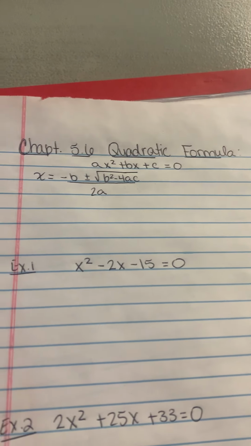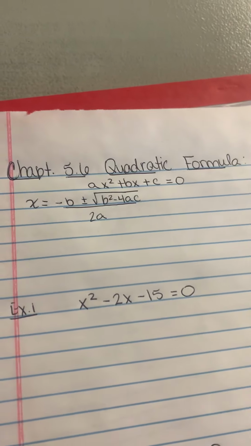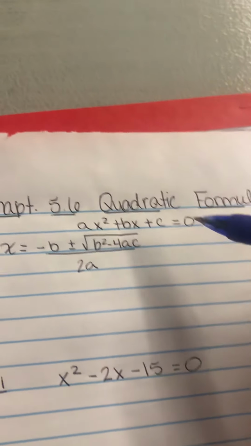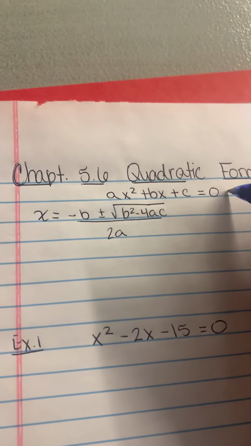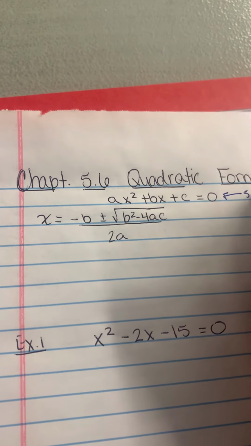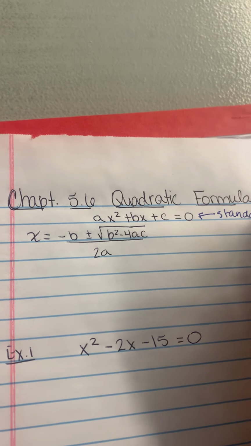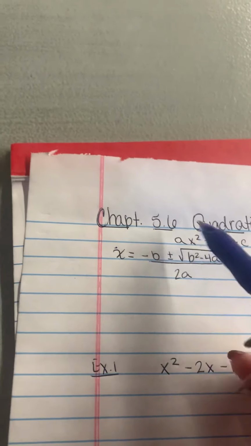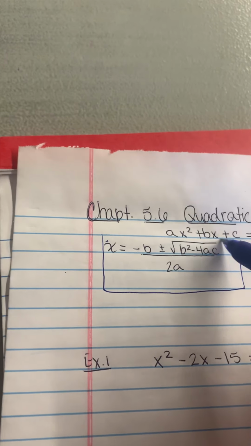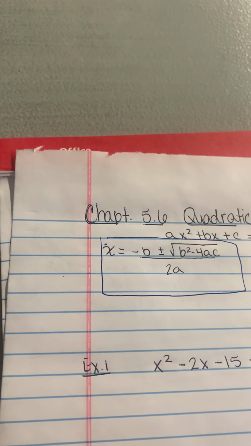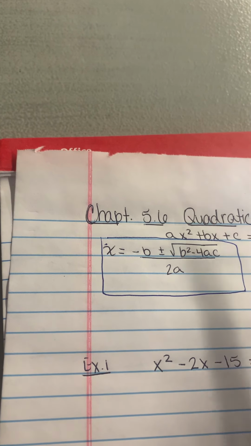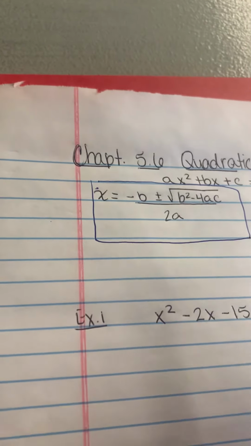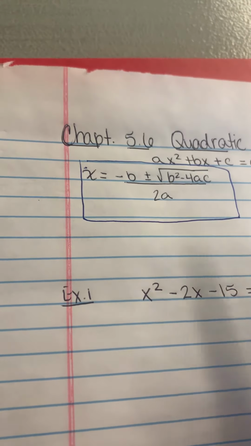Okay, today we're going to start the quadratic formula, and this is just another way of solving for the roots or your solutions. As you already know, this is the standard form of a quadratic equation. So here's the wonderful formula that you need to have memorized. x equals negative b plus or minus the square root of b squared minus 4ac, all of that over 2a. So with that being said, you need to be able to identify a, b, and c.